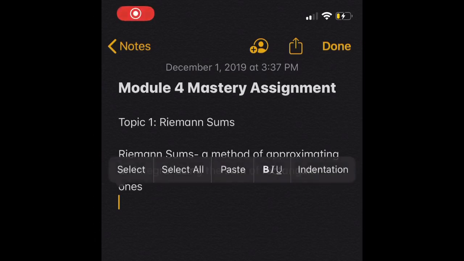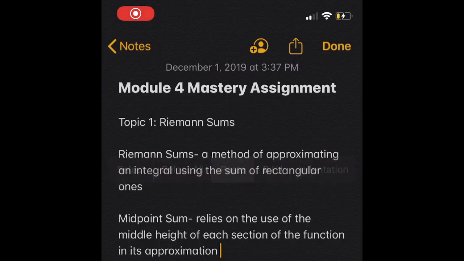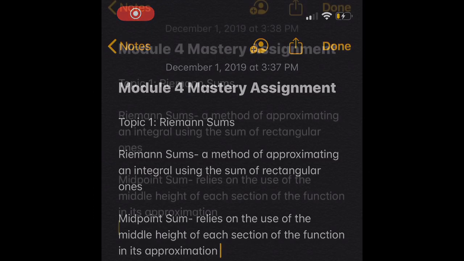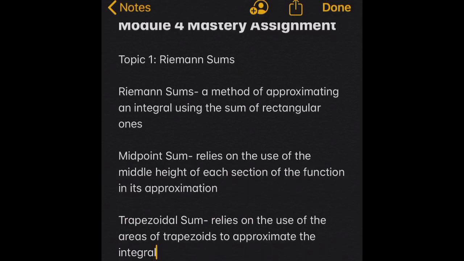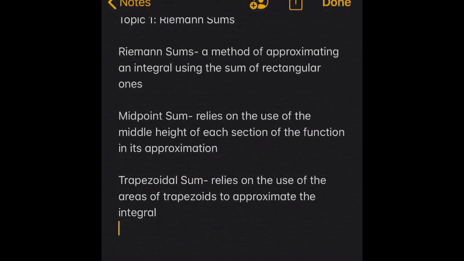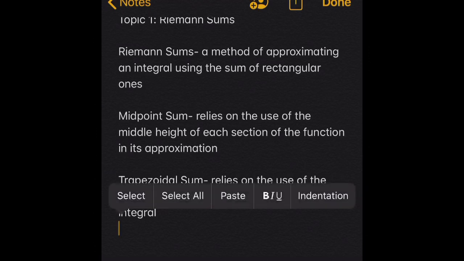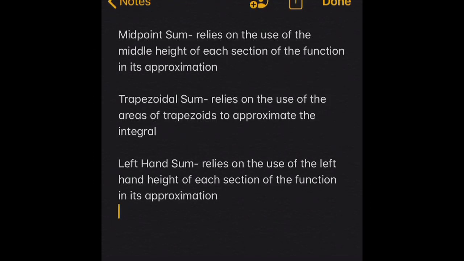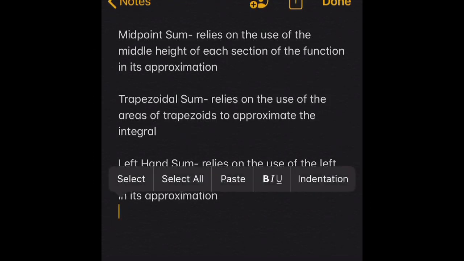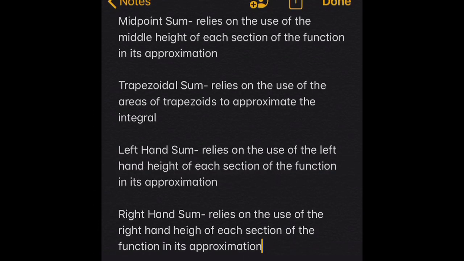Midpoint sums rely on the use of the middle height of each section of the function in its approximation. Trapezoidal sums rely on the use of the areas of trapezoids to approximate the integral. Left-hand sums rely on the use of the left-hand height of each section of the function in its approximation. Right-hand sums rely on the use of the right-hand height of each section of the function in its approximation.